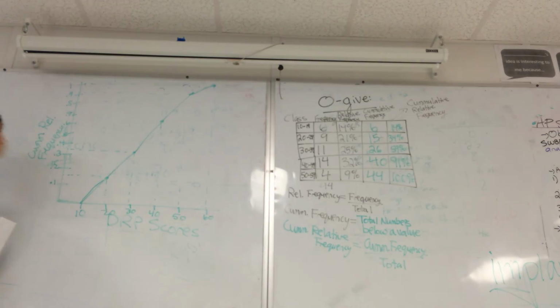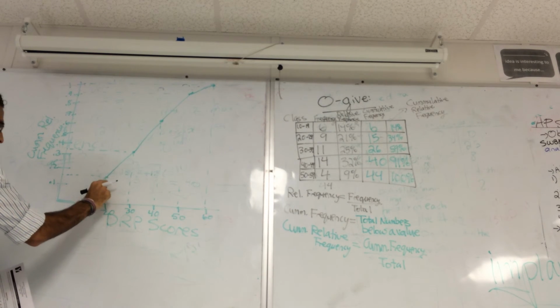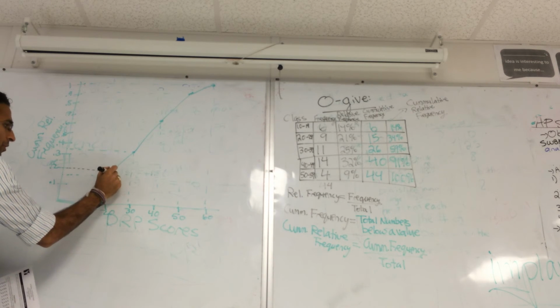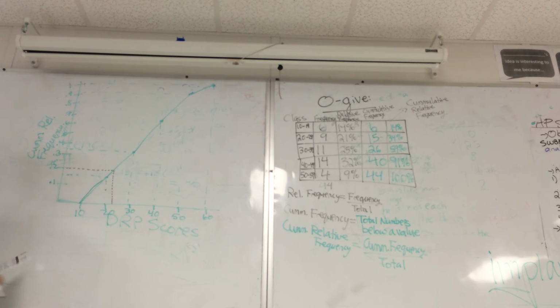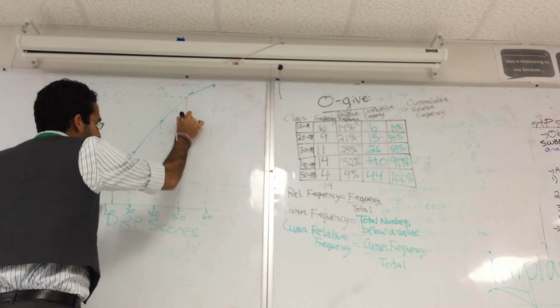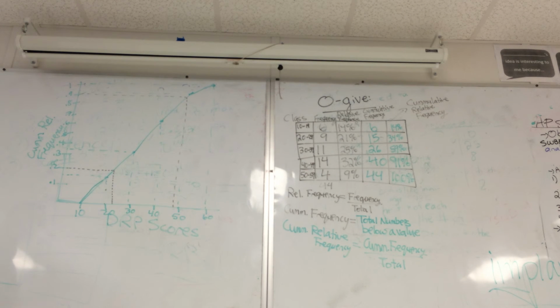What score is at the 20th percentile? I would come up here to the 20th percentile. Percentile is measured here. Come over here to 20, come on over, and I don't know, something like 22, 23. What score is at the 90th percentile? Come up here to 90, go ahead and scroll over, come down, and maybe about 48, 49.